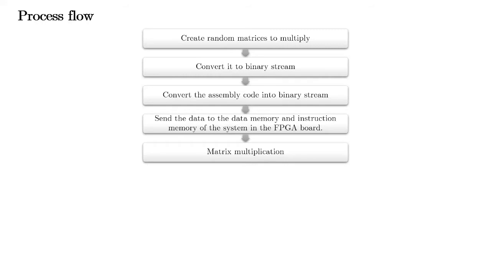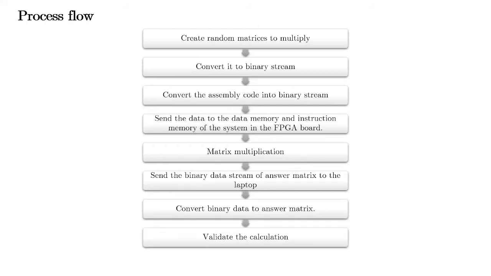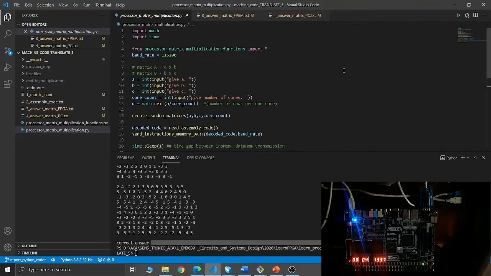Then matrix multiplication happens within the FPGA board, and the answer matrix is converted into a binary data stream, and it is sent back to the laptop through UART. Then this binary string is converted into the answer matrix, and finally the answer matrix is validated using another Python code.